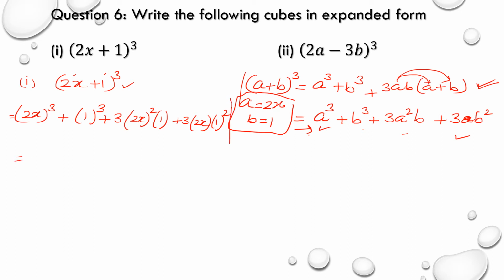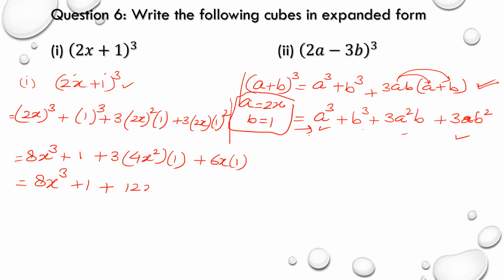So this is equal to 8x cube, because cube of 2 is 8, plus 1 plus 3, 2x whole square can be written as 4x square, into 1, plus 3 into 2x is 6x, square of 1 is 1. So it can be written as 8x cube plus 1 plus 12x square plus 6x. Right? I'll suggest you always write the identity, otherwise you can write it the way I'll be doing in the second part. I hope the first part is clear.